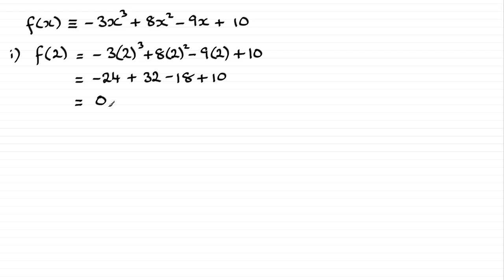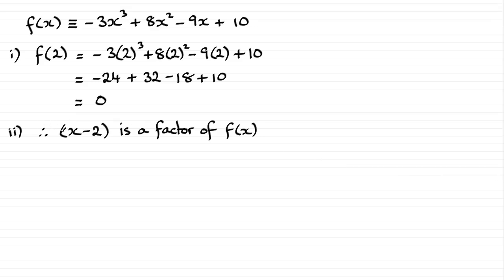Kind of expected that, because it leads us nicely into the next part. By the factor theorem, if you've got a particular value of x, in this case 2, that makes it equal 0, that tells us that x minus 2 must be a factor. If you're unsure of the factor theorem, do go back and check that idea out.